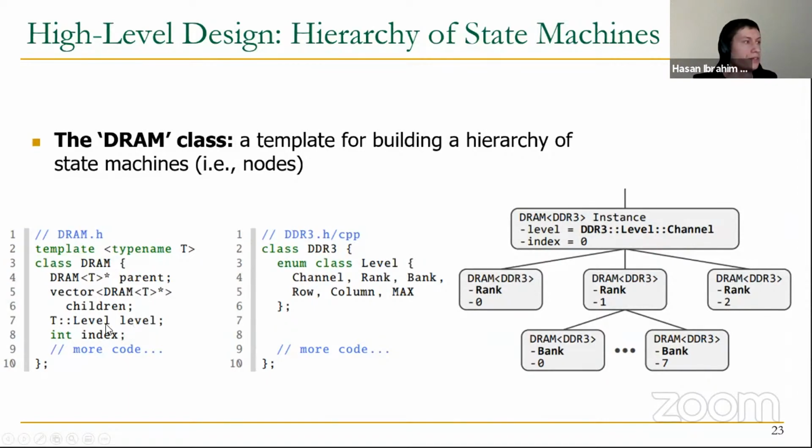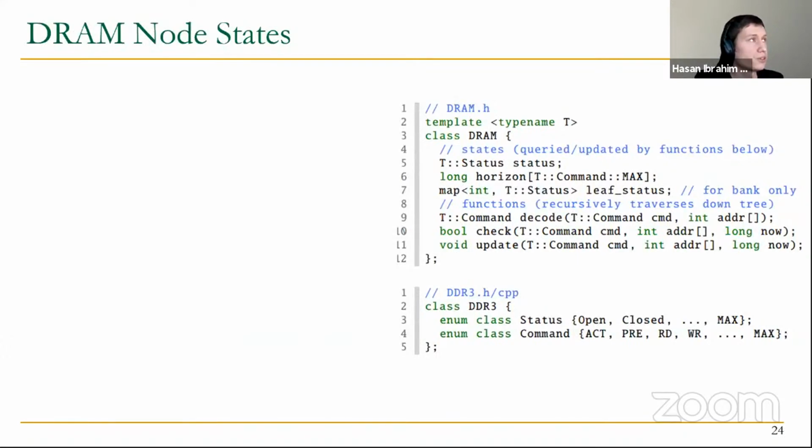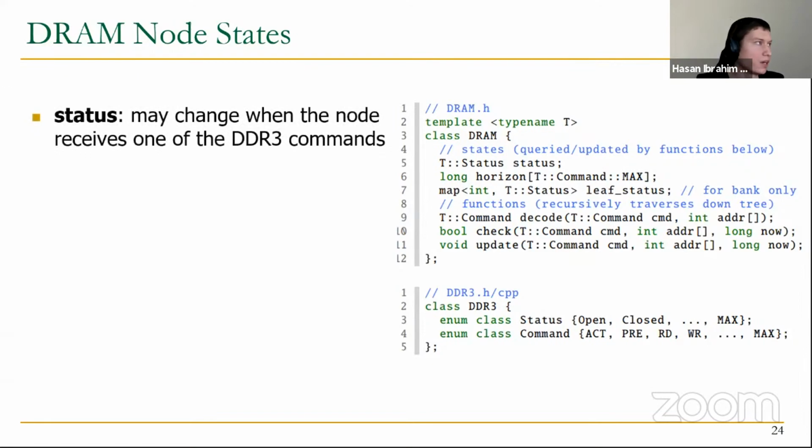Okay, and we have some variables to indicate which level this is at and what the index is, right? So what is the rank ID here, let's say if the memory subsystem consists of multiple ranks. Okay, so there are some states that we store in each of these instances, and these are node states to basically keep the state relevant to the operation of DRAM, or state relevant to the timings of DRAM.